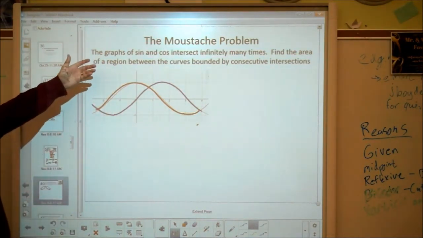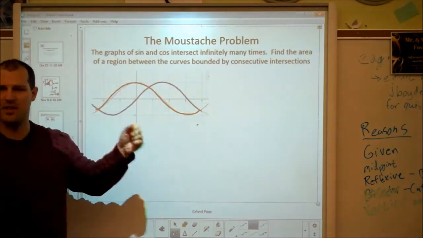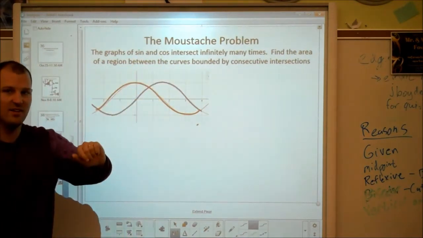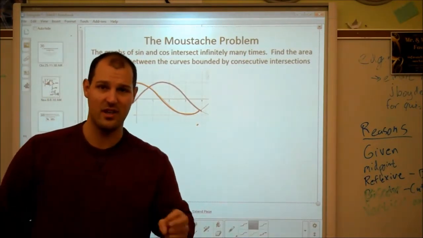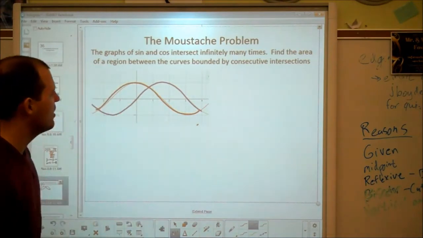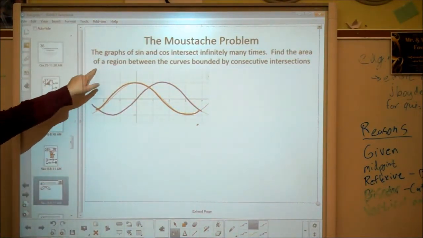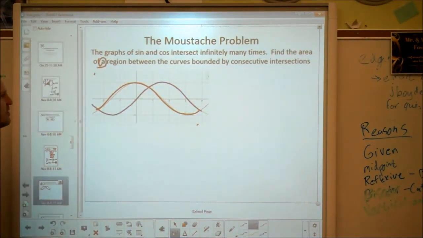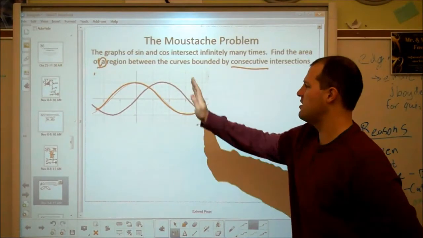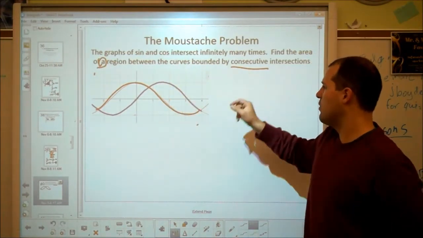And here's the question: the graphs of sine and cosine are going to intersect infinitely many times. Okay, it makes it a little funny to find the bounds if there's infinitely many intersections. Remember previously they had only 2 intersections, so we just found those 2 intersections and off we went. Those were the bounds. It's infinitely many here. We want to find the area of a region, only one, that is between the curves, bounded by consecutive intersections. Alright, so consecutive intersections means these things are going to keep intersecting forever. We want 2 that are in a row.